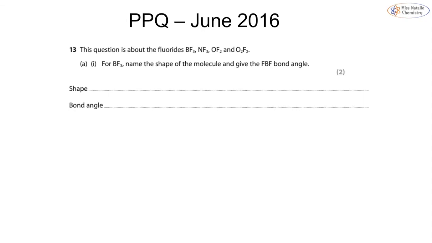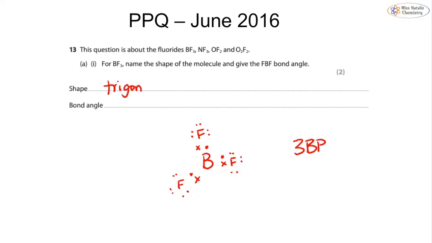Now let's finish off with one last set of questions. So we've got BF3, and we want to name the shape and then give the bond angle. So BF3, we're going to draw it out. So the boron has 3 electrons surrounding it, and it is then bonded to 3 fluorines, like that. So I have 3 bonding pairs that can only be trigonal planar, and then our bond angle for our trigonal planar is always 120 degrees.